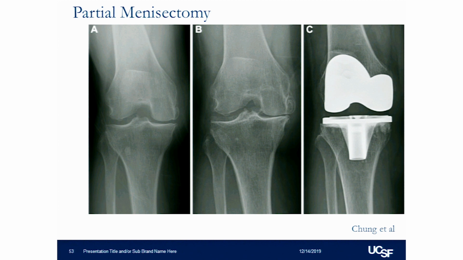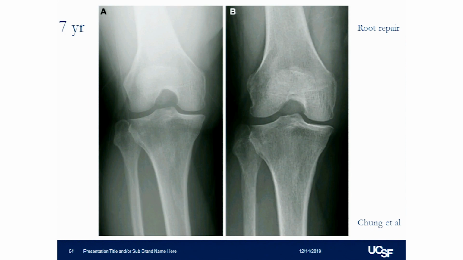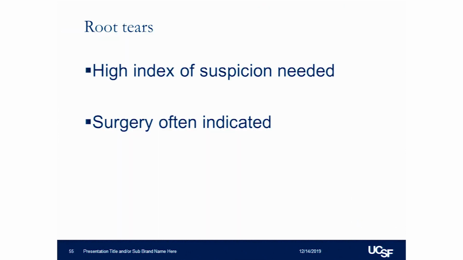Here's what it looks like initially when the root tears. This is a few years later. That knee is not salvageable. It goes on to a total knee. This is what we're finding in some studies now, 7 years later, that medial meniscus is holding up and still providing the joint with good biomechanics and saving that patient from a knee replacement.